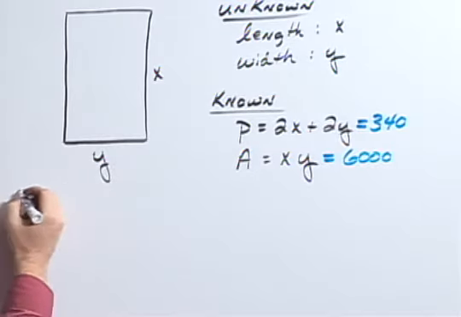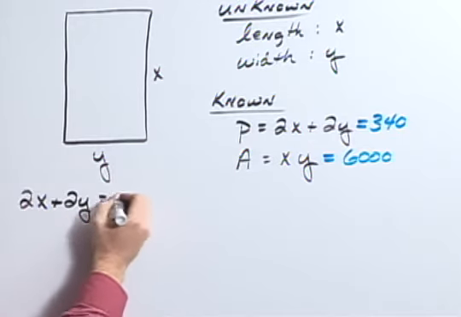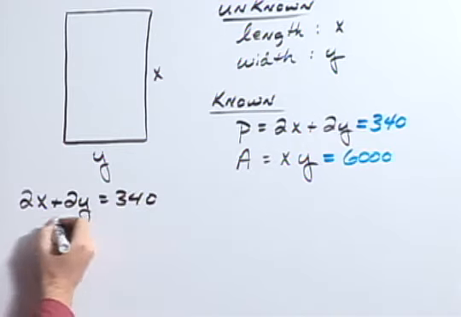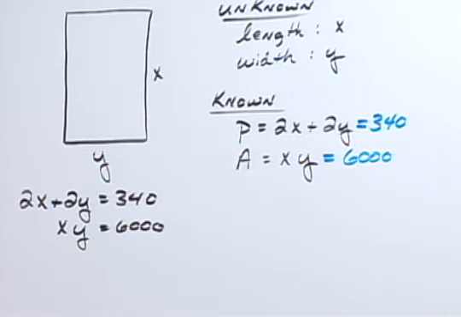So I could rewrite this as a problem. 2x plus 2y equals 340, and xy equals 6,000. Now I have a system that I can solve for. What I want to do first is to find one variable that I can solve for. In this case, let's choose this first x.